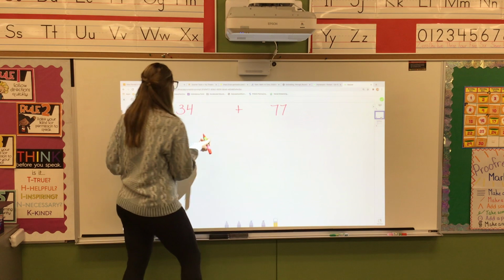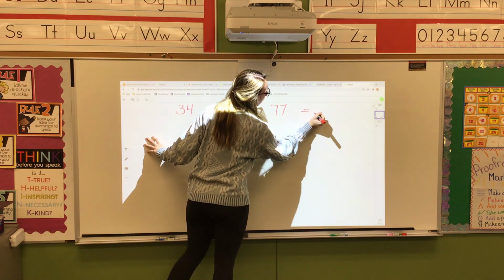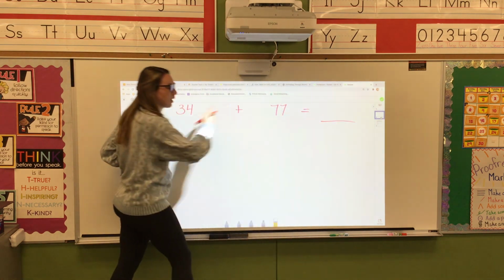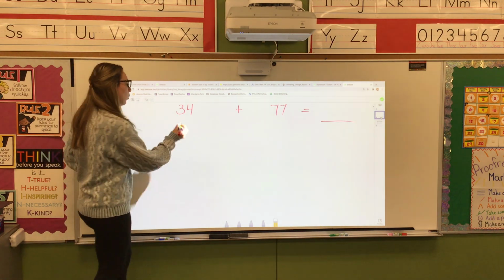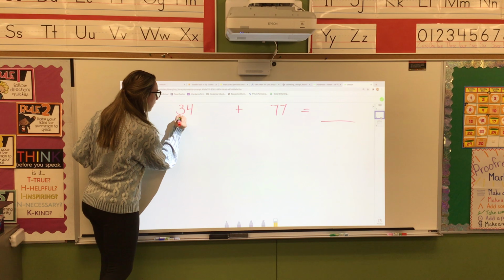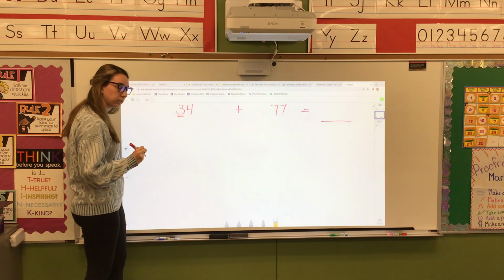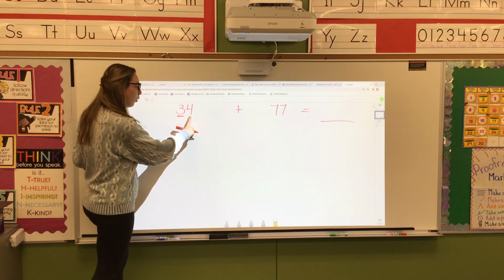All right? 34 added to 77. We'll find out what that equals as the exact answer in a moment. What does 34 round to? We're rounding to the nearest 10, so we look at our tens place and we see that there's a 3. Our ones place is a 4.